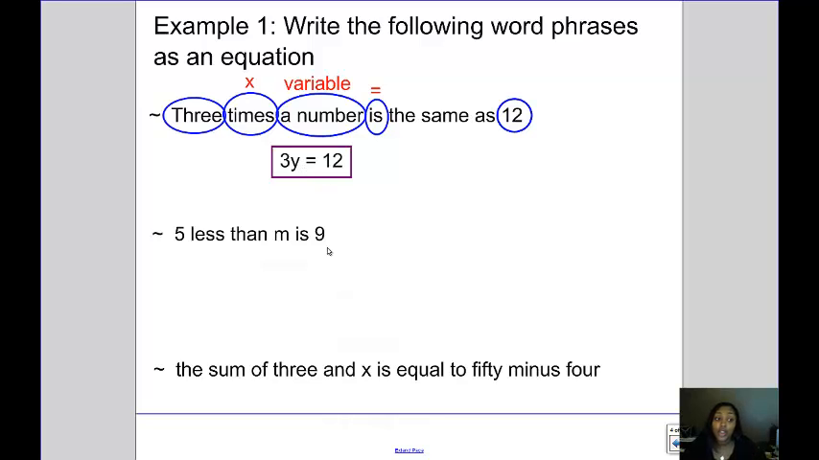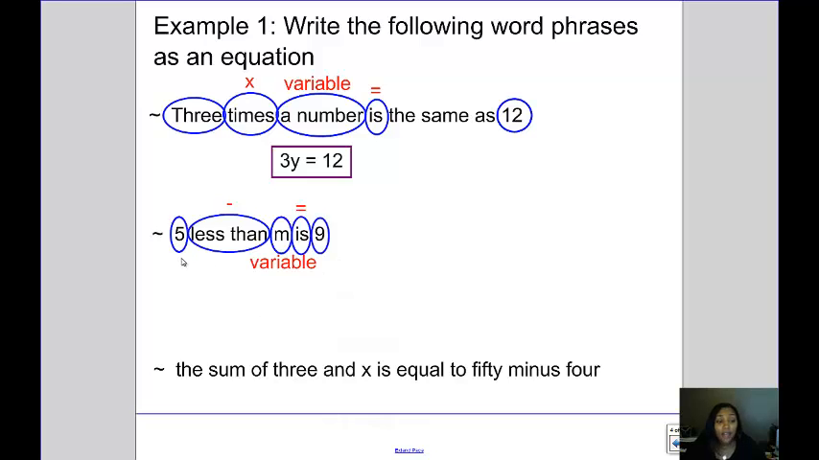The next word phrase is 5 less than m is 9. First important word is the number 5. Then we see less than, which we know is subtraction. Then we also see m, which is our variable. Then we also see the word is, which again is our equal sign. And then we see the number 9, which also needs to be a part of our equation.